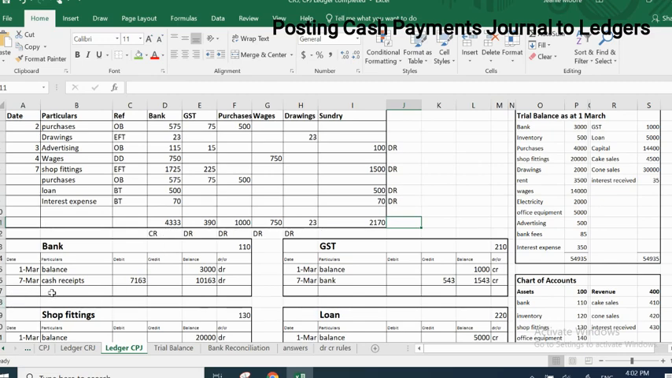I'm not going to put the 7th of March in because it's already there. Before we had cash receipts, so this time it's the cash payments journal. It's in the credit column, so it's going over here, 4333, and I'll just quickly work that out. So 10163. So 10163 debit.